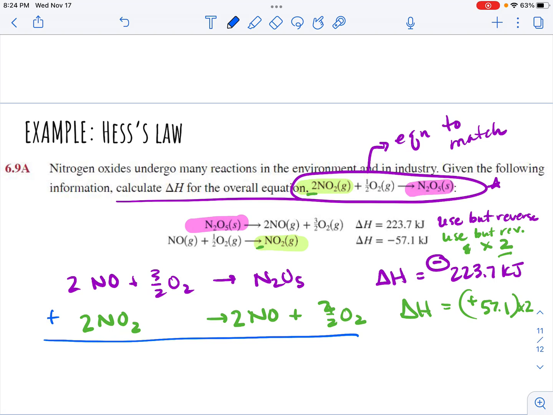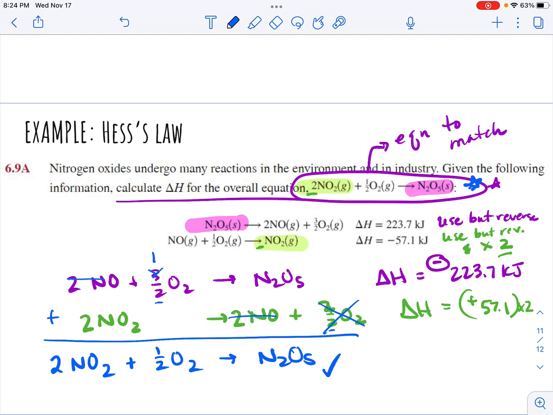if they give me the equation that I wanted. So my two NOs are on the left and on the right, they will cancel. And I see 3/2 O2 on the left and 2/2 O2 on the right. So that means these guys on the right will go away, and that will leave me with 1 extra half O2 on the left. And that's all that cancels. So this gives me, after I add them together, 2NO2 plus 1/2 O2 yields N2O5. And when I come back up and look at the equation they wanted me to match, that matches the equation.